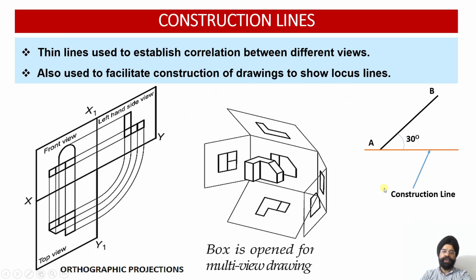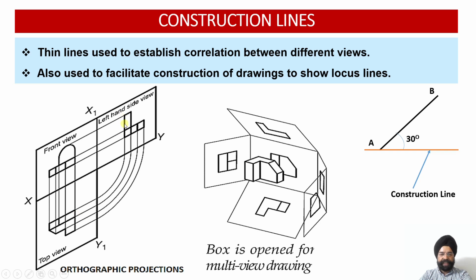So here you can see the application first of all of the construction line. The thin construction lines are used to establish the correlation between the different views. So let us say we have drawn three views over here: the front view of the object, the top view of the object and the side view of the object. And you see we have joined these because the object lines are like over here. In the front view, these are my object lines. In the top view, these are my object lines.